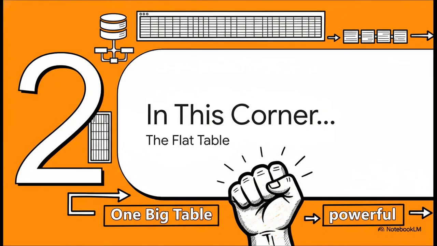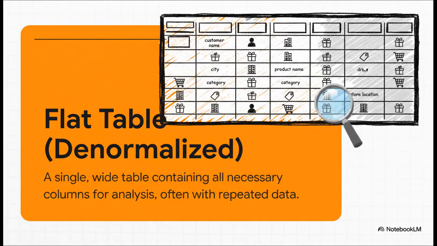So let's meet our first contender, the flat table. You might also hear it called the one big table or a denormalized model. This is the powerful, no-nonsense challenger that can pack a serious punch, but only in the right environment. The idea behind it is actually super simple. Just put everything you could possibly need for your analysis into one gigantic table. So if you're looking at sales, you don't just have the sales number. Nope. You've got the customer's name, their city, the product name, its category, the store location. It's all sitting there in the very same row. It's the whole shebang, all in one place.